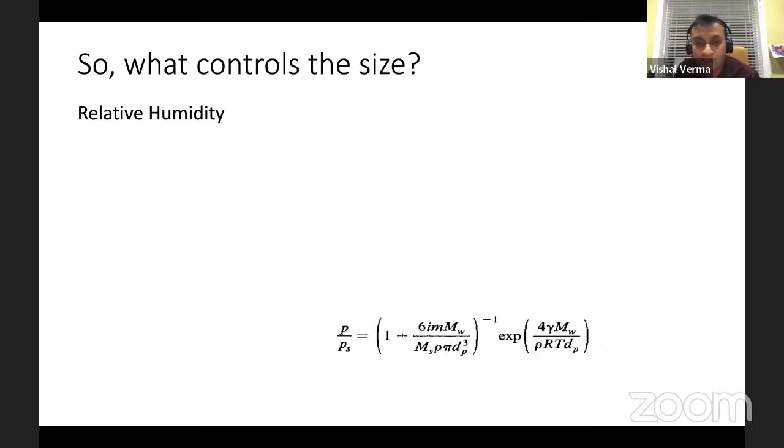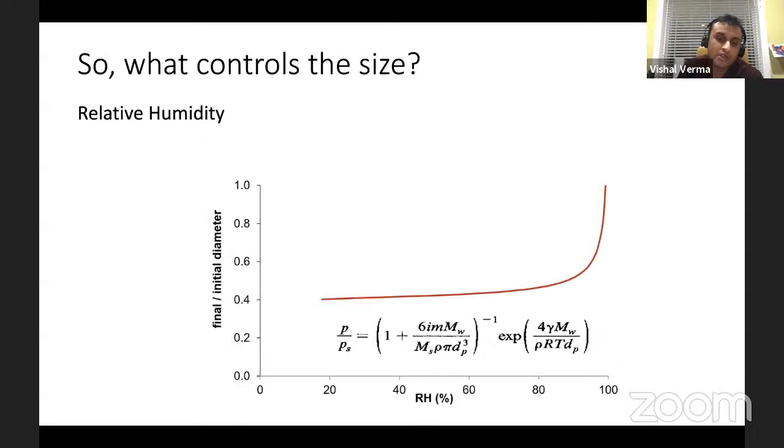For that, we use this equation. People working in the aerosol community, this equation is very familiar to them. It's called the Kohler equation. And this basically tells you, if we change the relative humidity of the room from 100% to 20%, how does this shrinkage of the particle happen? Like how the particle varies from a given size to a smaller size. So this is the ratio of the final to initial diameter.